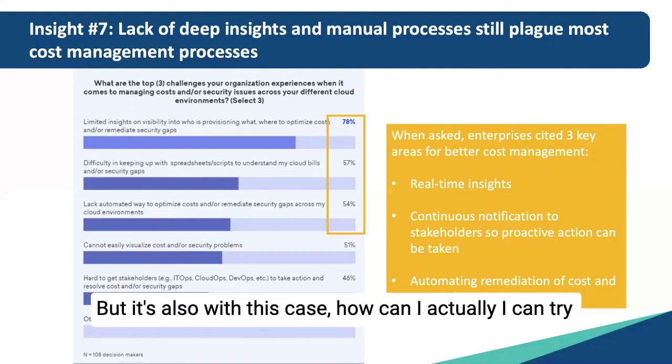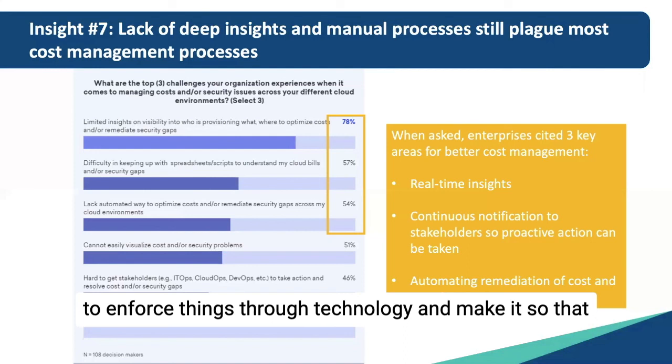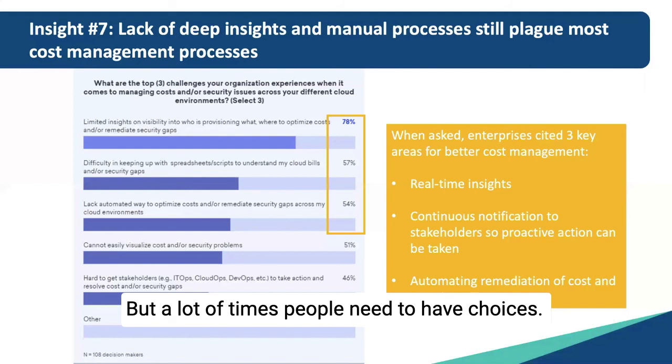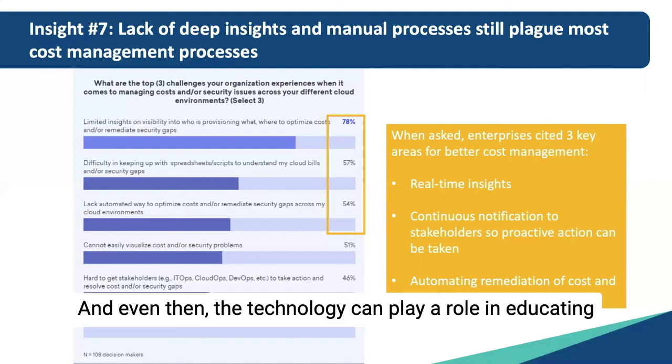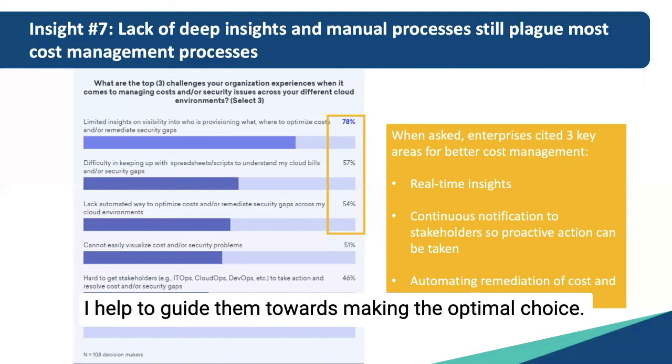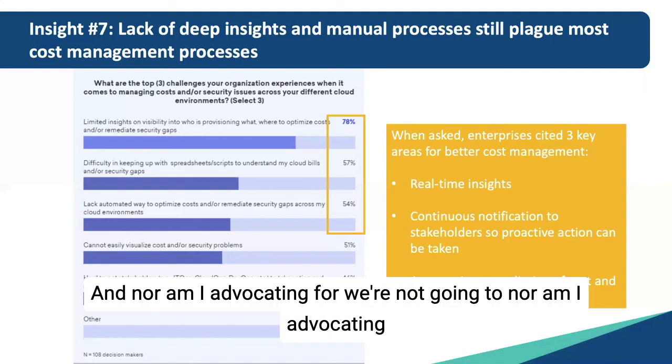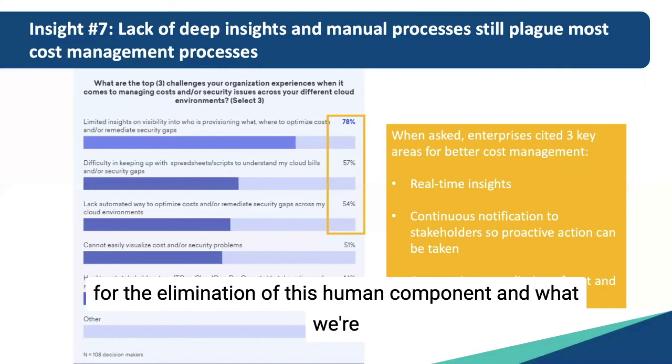But also, in this case, I can try to enforce things through technology and make it so that people just don't have many choices. But a lot of times people need to have choices. And even then, technology can play a role in educating people about the choices they're making and help guide them towards making the optimal choice. Because nor am I advocating for the elimination of the human component in what we're doing.